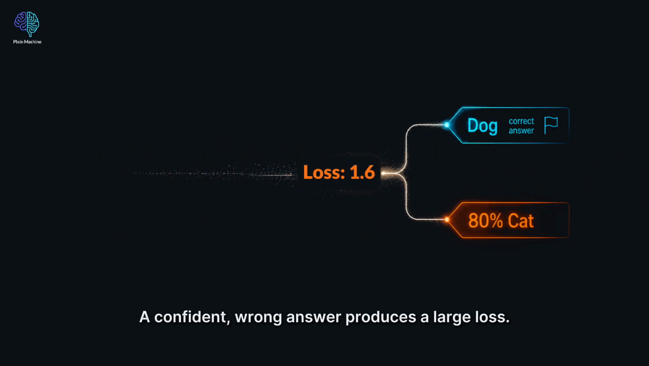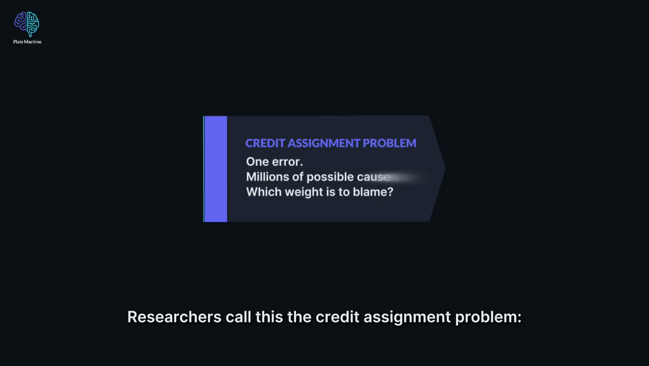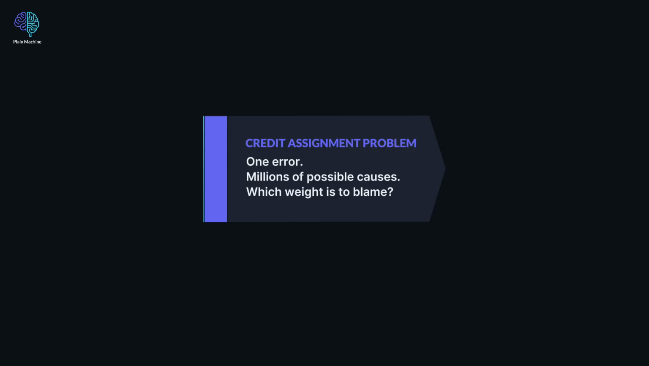A confident wrong answer produces a large loss. A tentative wrong answer produces a smaller one. This number is the entire signal the network has to learn from. It doesn't know which of its thousands of weights caused the mistake. It just knows in total how bad the mistake was. Researchers call this the credit assignment problem. Given one error at the end of a long chain of calculations, how do you assign the correct share of blame to every single weight that contributed to it, all the way back to the first layer?